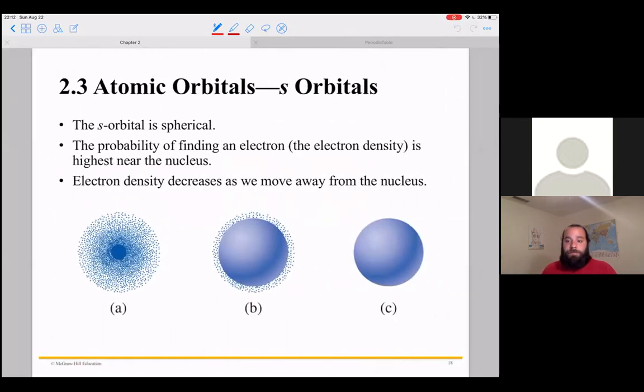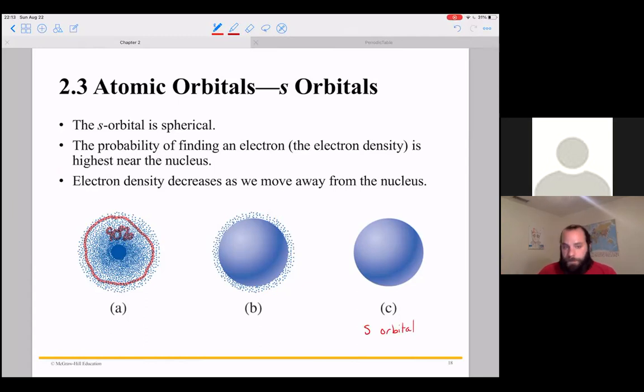So we have different shapes, okay? The first one's the easiest one, that's the sphere. And again, this just gives you a little bit of an idea here. Say that we took a camera and over time we tracked the position of the electron, you'd see that within this sphere here, it's in this location 90% of the time. Okay, so we would call this a sphere. This would be called an S orbital.